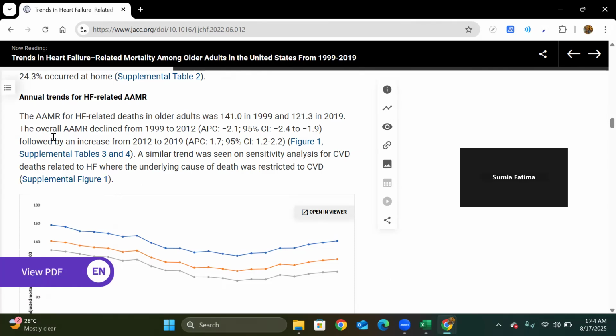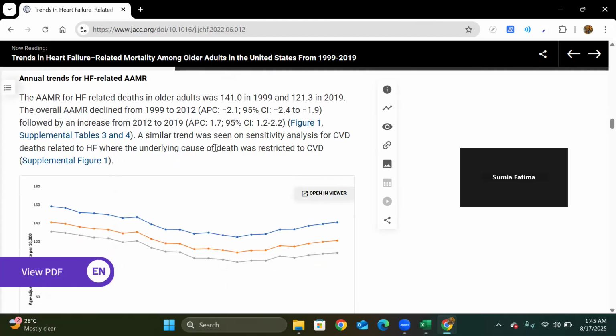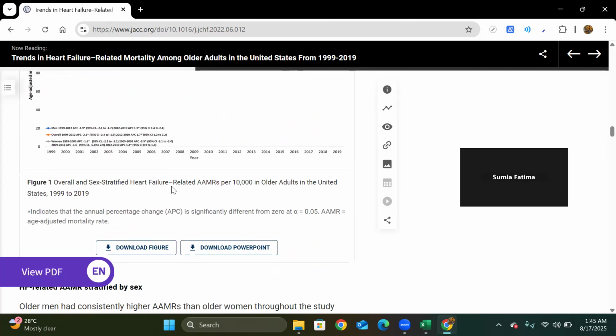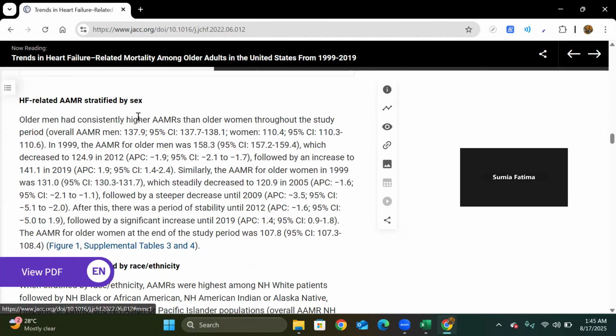Now they have started explaining the trends. It declined from 1999 to 2012, with the same annual percentage change we were looking at and the same confidence interval, followed by an increase from here to here. Okay. Now they have made the table. We will be discussing that in the next session. Okay. Then we have the gender. Older men had higher AMR than older women. Say similarly that data. Firstly they have told about the overall one, and then they have explained the trends. In 1999, this was a trend, and then it increased, and then it decreased, and they have used these terminologies.